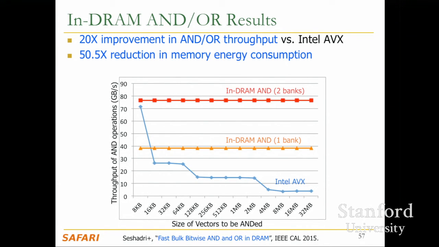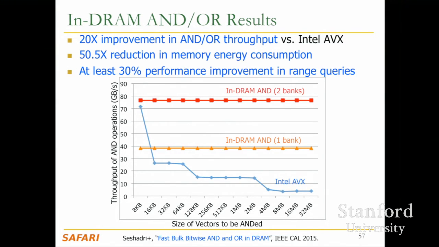But if your vectors are really large, the throughput of the SIMD units reduces because now you're memory bound. Whereas if you're doing this operation in memory, you can sustain the same level of throughput, which is actually 20x higher in this case when your vectors are larger. And you can scale this by doing it in many banks at the same time. As your data size scales, you can do it concurrently in many banks. And the energy reduction is significant. This paper has more detail, actually. You get 50x energy reduction because you're not moving data out of the chip.